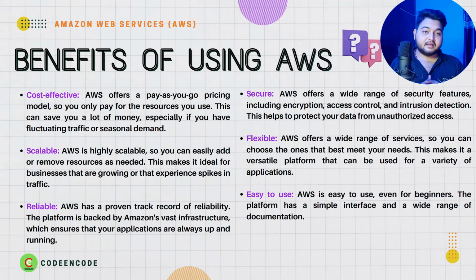Then it is highly scalable. You can manually go and scale up and down the resources based on the demands, whether there is an increasing demand on a particular day or a decreasing demand on a particular day. So AWS is highly scalable, so you can easily add or remove resources as needed. This makes it ideal for businesses that are growing or that experience spikes in traffic, right? So this is very good for you to use.